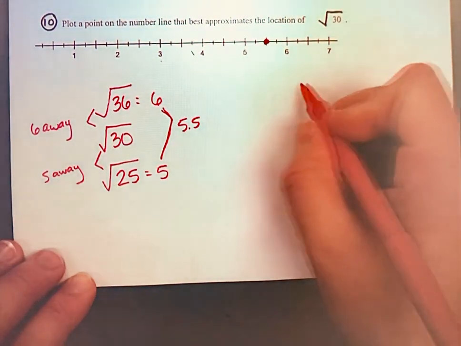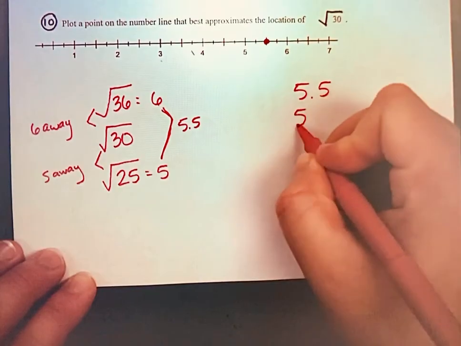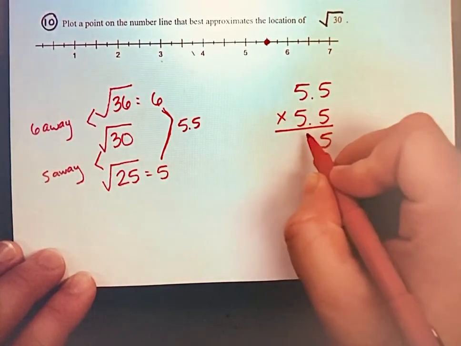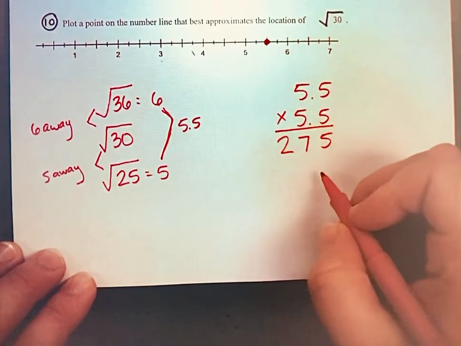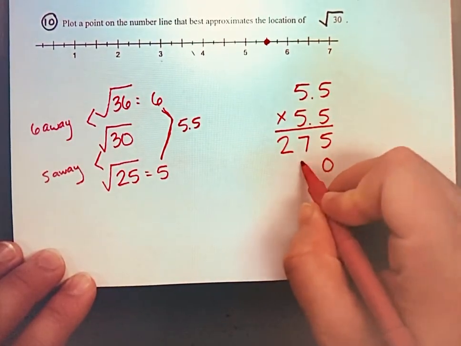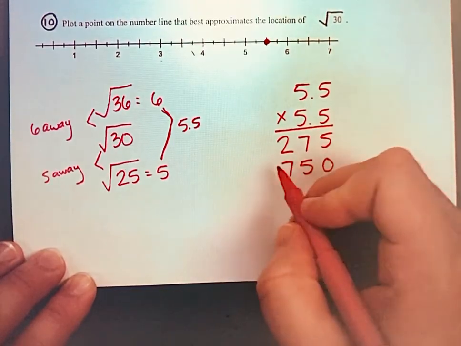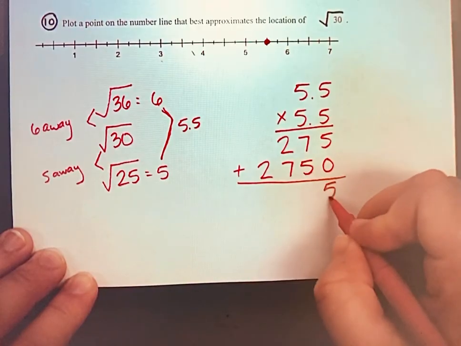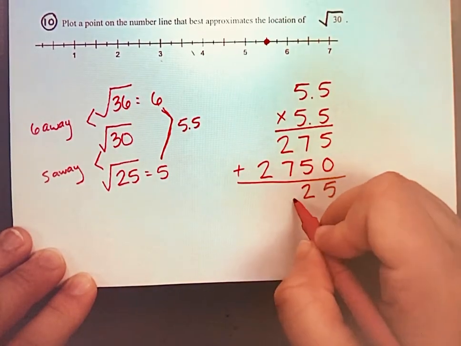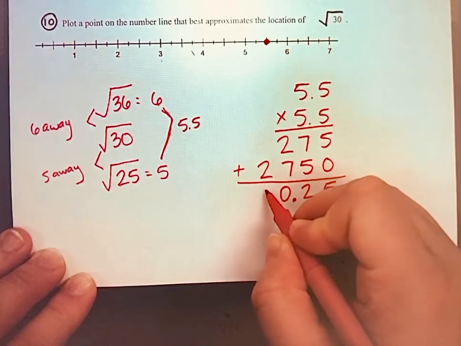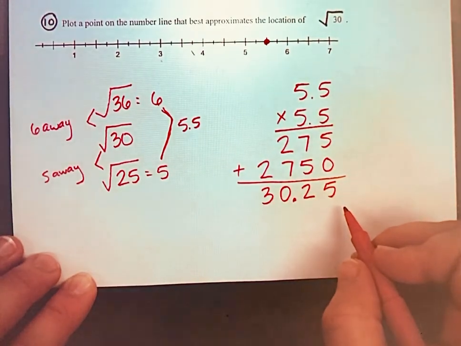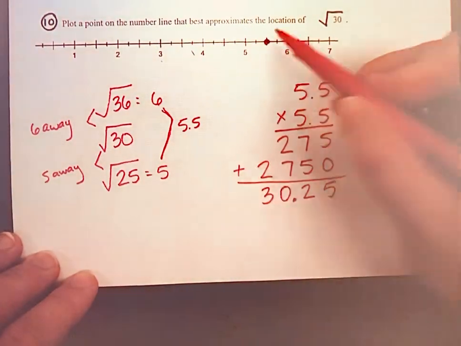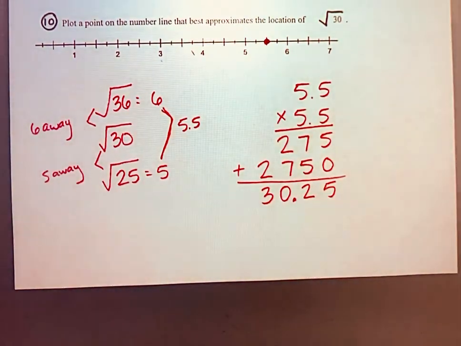And again, you can check it by multiplying 5.5 times 5.5. And when you do that, you're going to get, let's see what we get when we multiply this together. And you're going to add. And you get 30.25 when you add it together, which we're trying to get to 30. So again, the answer here, you put your coordinate 5.5, and that will be the correct answer.